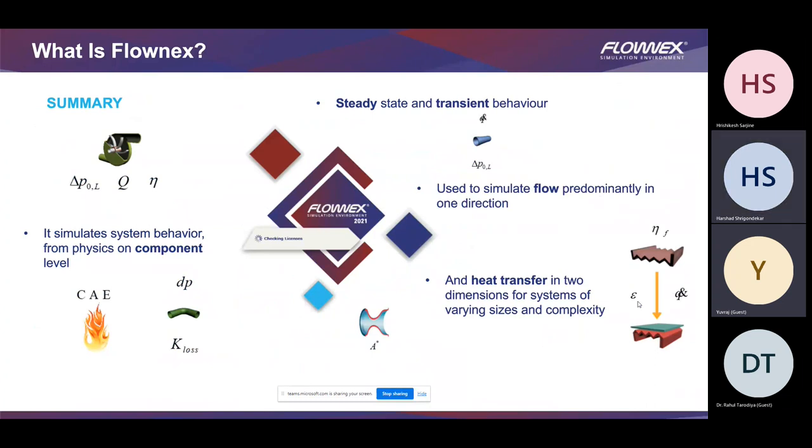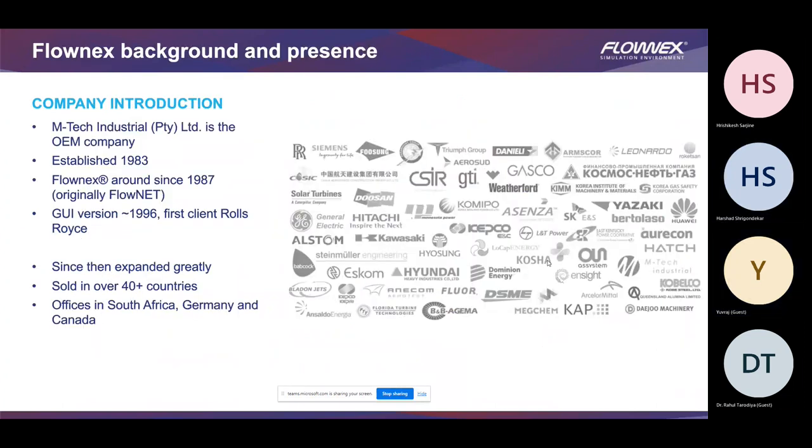Then, if anyone asks what is Flownex? Flownex is predominantly used to simulate flow in one direction, and the heat transfer algorithm is used in two dimensions based upon the varying sizes and complexity. Flownex is capable of doing both steady state as well as transient behavior. Then coming to the OEM part, Entech Industrial is the OEM company, established in 1983, and around 2000 this software was fully established for commercial purposes.